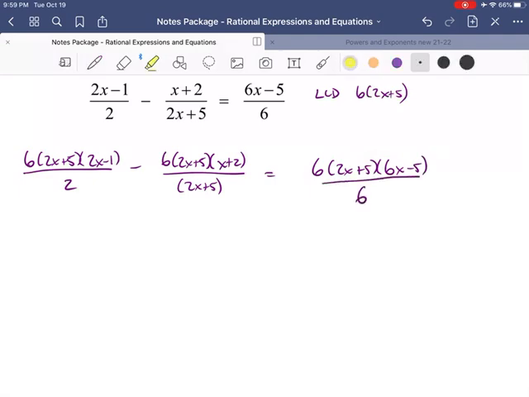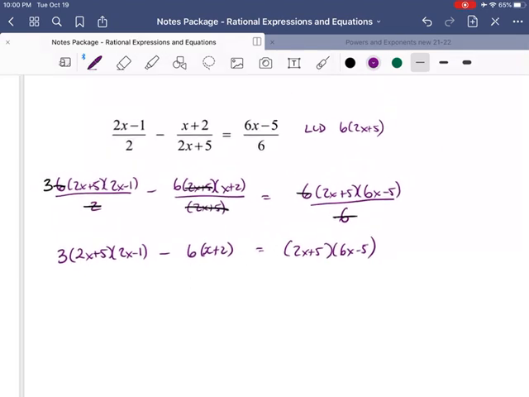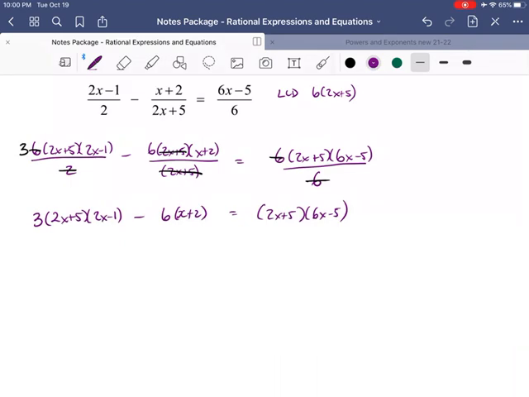And let's do some slashing here. Okay, so the 6 and the 2 will simplify, and now it would be 3 there. And the 2x plus 5 and 2x plus 5 will cancel. And then our 6 and our 6 cancel out. So let's rewrite with the stuff that we still have. So 3 and 2x plus 5 and 2x minus 1 minus 6 and x plus 2 equaling 2x plus 5, 6x minus 5. Okay, one thing I haven't written down is our non-permissible values.